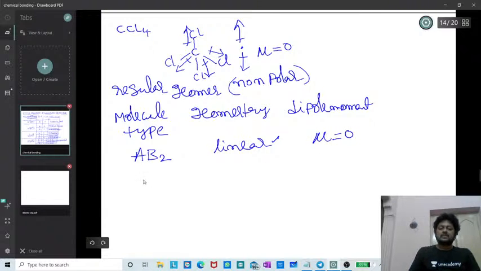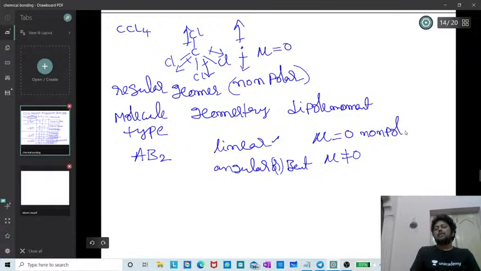Same AB2, if it is angular or bent, in that case dipole moment is not equal to 0. The linear one is a non-polar molecule. Now this is a polar molecule. Okay, it is for AB2 type.